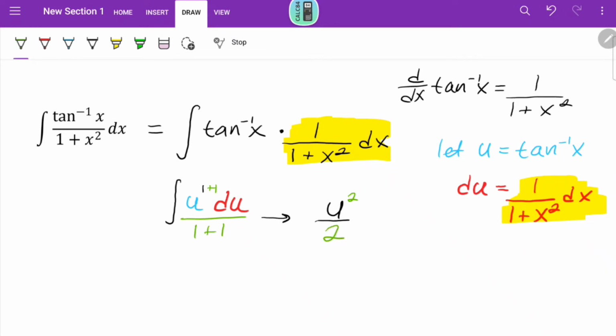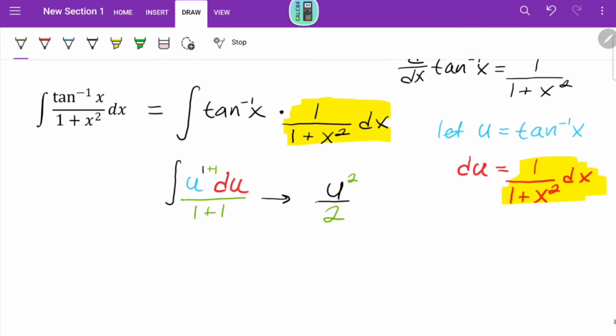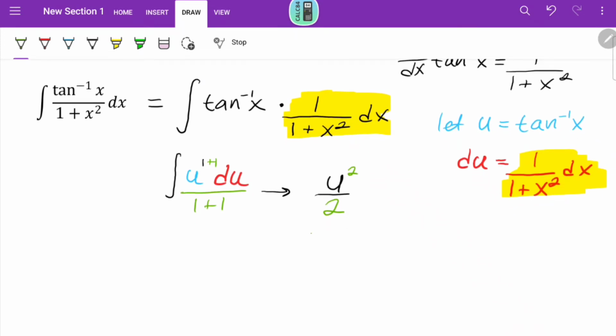And what does u squared equal? Well, u is equal to inverse tangent of x. So we can write that as, in parentheses, inverse tangent of x. Remember, that is squared over 2. Let's make that a little bit more visible. And don't forget to put your plus c.